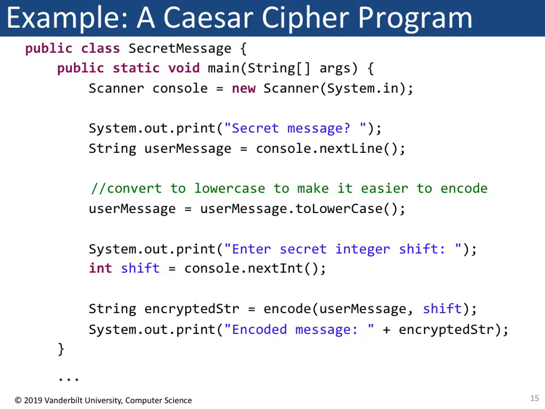Then we will prompt the user for a shift value. So this will be the value used to perform the Caesar cipher. And we do a nextInt and save that in our shift value. Then we're going to create some method which encodes the userMessage using shift. And we will get the encrypted string. And then we will print the encrypted string to the console.